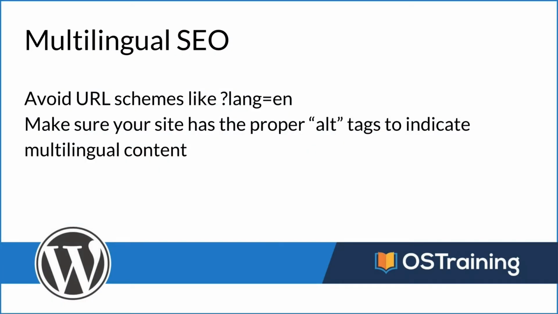We also talked a little bit about multilingual SEO. If you use a good plugin like WPML, most of the work is taken care of for you. But you want to avoid URL schemes like ?lang=en to designate a language. And you also want to make sure your site has the proper alt tags to indicate multilingual content. These tags help Google know that you're not simply duplicating content in order to game the system, that you actually have valid content in different languages.